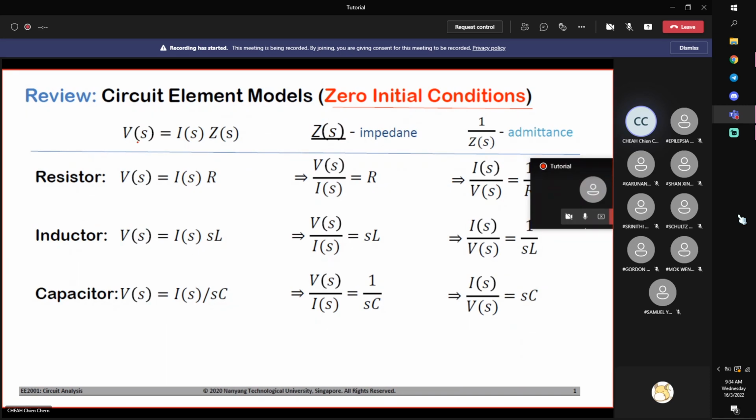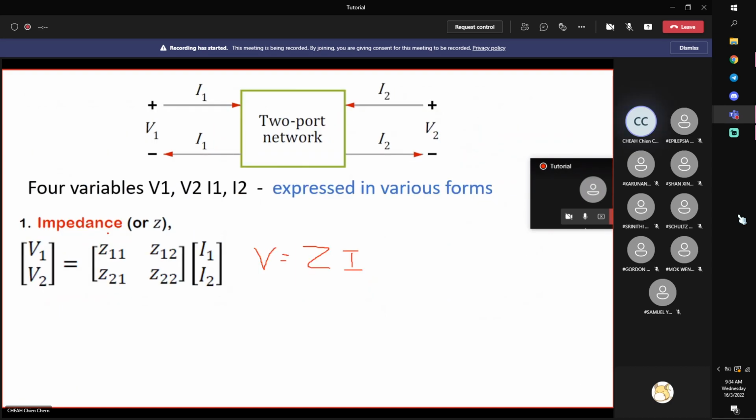Remember, in the last 2 tutorials, I have used this slide many times. V is equal to I times Z. Z is called the impedance. The impedance form is good for series combinations where you can add up the impedances. For example, Z1 plus Z2, R1 plus R2. So this impedance form is good for series combinations. If you have 2 two-port networks in series, it's good to put them into this form so as to add them up, to represent a more complex circuit. You also do that in your lab.